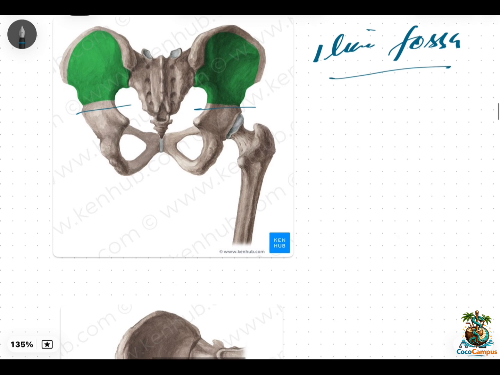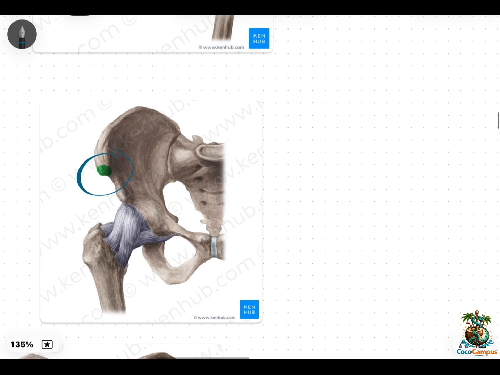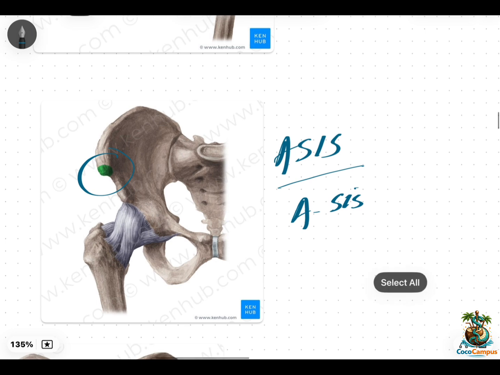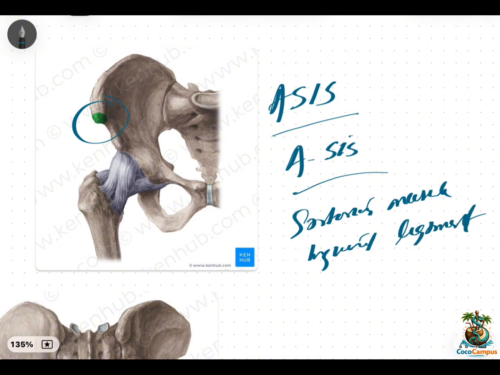Okay, let's go on to the anterior superior iliac spine, ASIS. Here's a mnemonic. ASIS is your anterior sister out front. Kind of funny. It is the origin of the sartorius muscle and the inguinal ligament. It is used to measure apparent versus true leg length discrepancy. Okay, moving on.